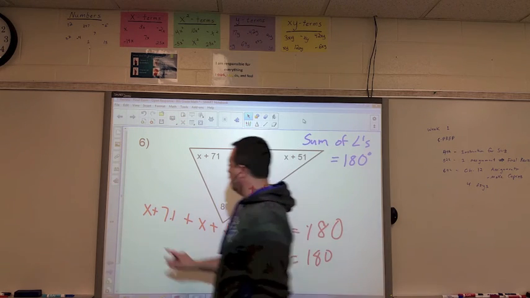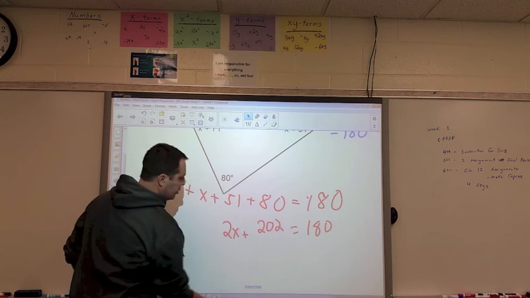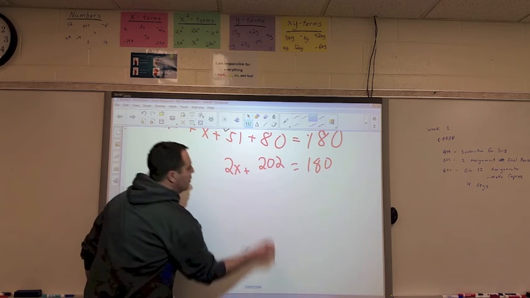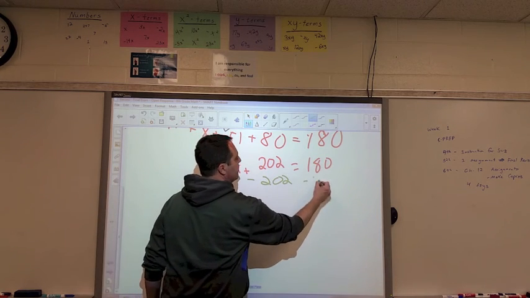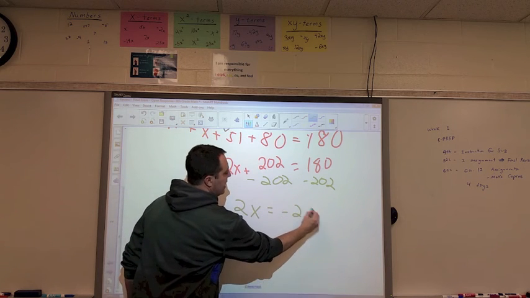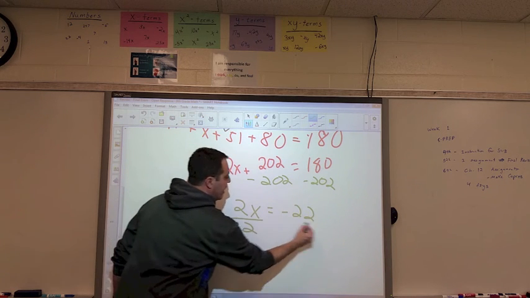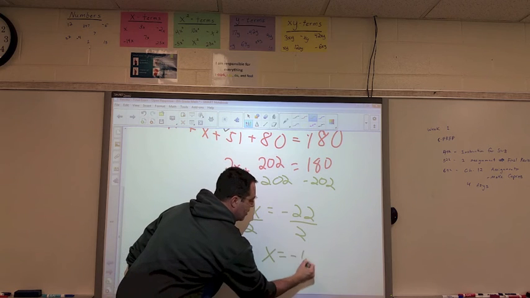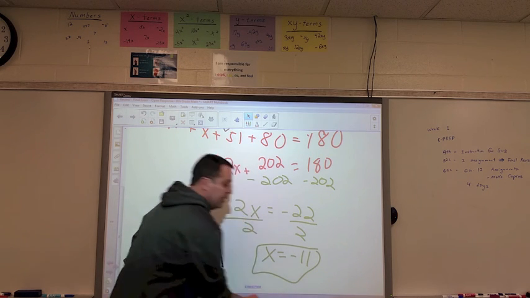Now, if we want to solve this for x, we're just solving this basic equation. We'll subtract 202 from each side. And we've got 2x equals negative 22. And when we divide by 2 to solve that equation, we get that x is negative 11.